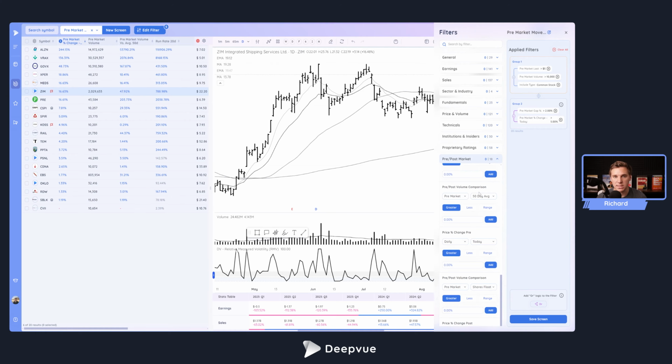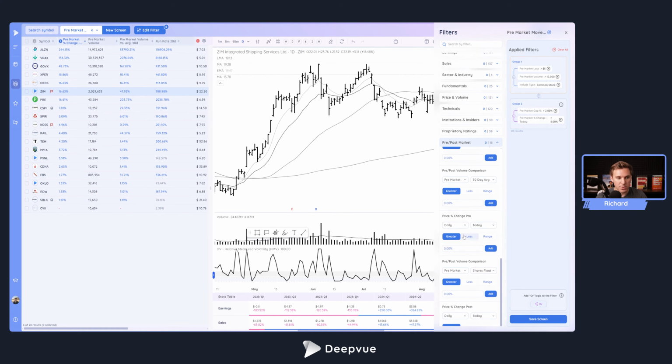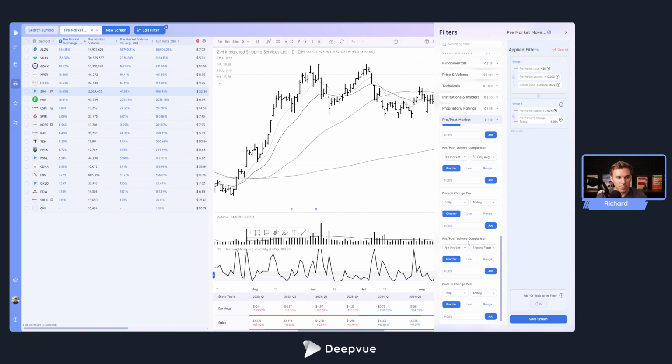So say you want to see stocks that after earnings are trading at least 20% of their 50-day average volume, you can scan for that. Price percent change in pre-market, pre-post market volume comparison to the float as well. That can be a very helpful data point to find very meaningful volume movers in post-market after earnings. And then we've also got price percent change post market as well. And we'll be adding a few other data points.